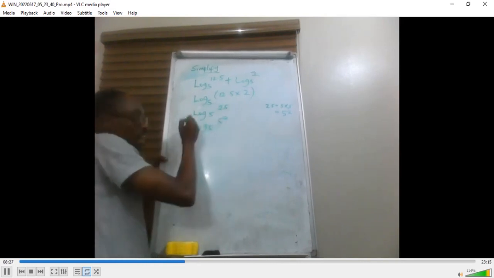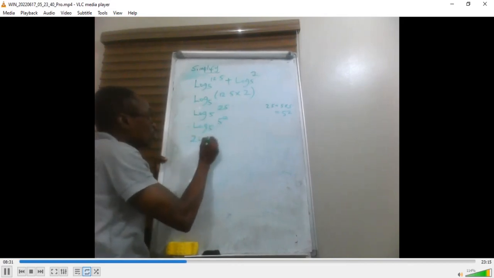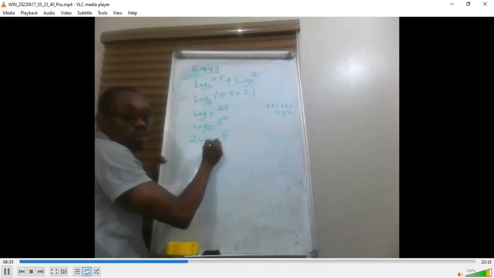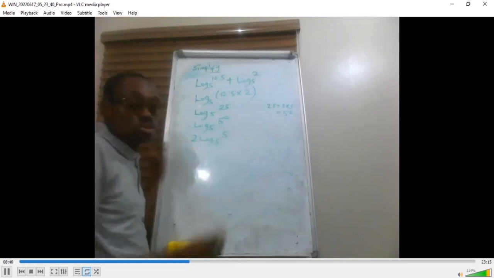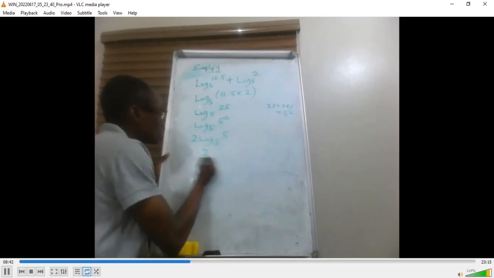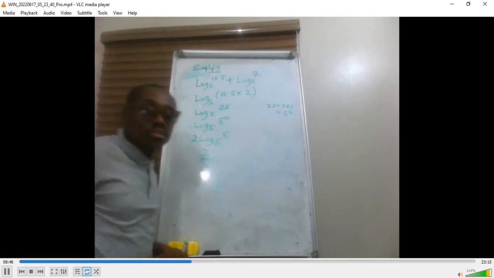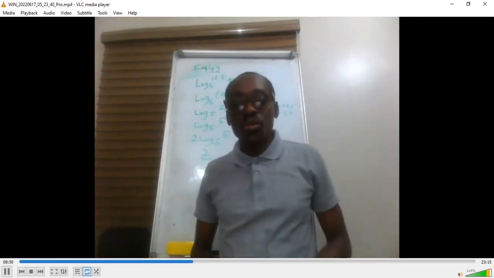The index can actually go behind the log. So this becomes 2 log 5 base 5. At the end of the day, log 5 base 5 is 1. 1 times 2 is equal to 2. So the final answer for that is 2. We've successfully simplified the problem. It's as easy as that. So we'll move to another one.